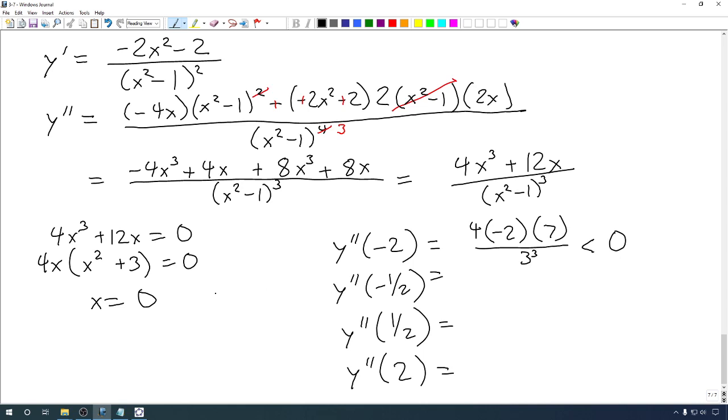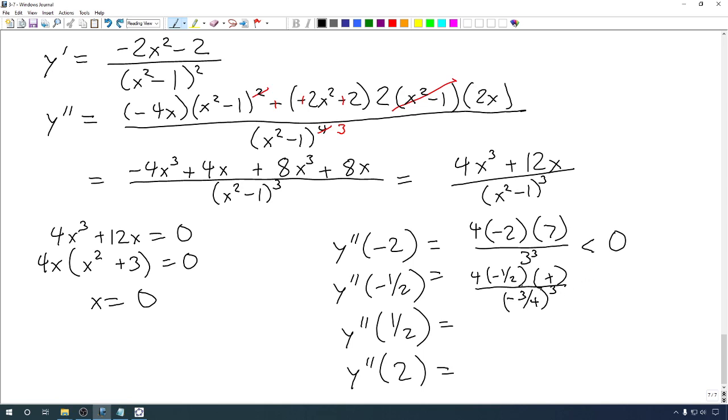So for negative 1/2, we have a 4. We have a negative 1/2. This thing, well, actually, we know this is a positive number. We don't even have to worry about it. We already said that this thing is always at least 3. And then on the bottom here, we have a negative 1/2, which turns into a 1/4, minus 1. Well, that's a negative 3/4, and that's cubed.